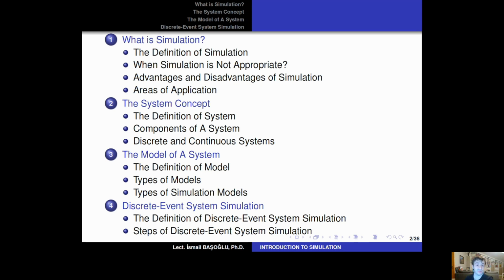Actually, in this class, what we are dealing with is discrete event system simulation. Though the name of the course is simulation modeling, at the undergraduate level, we mainly focus on discrete event system simulation. There are other types of simulations as well, but these are not a part of this course. So we are going to define discrete event system simulation and the steps that we need to follow if we want to perform it.